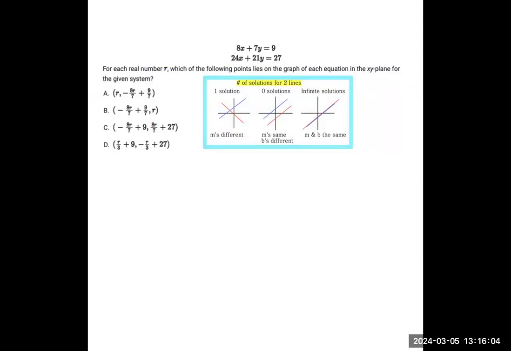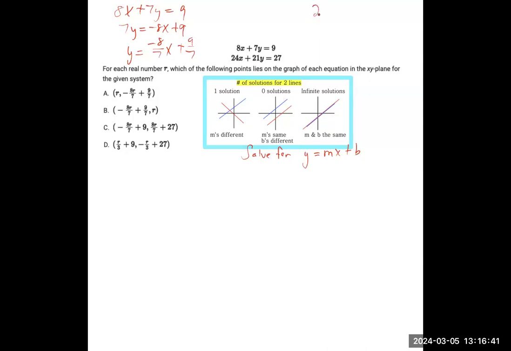Now, to figure out which one it is here, generally you're going to solve for y, because when you get y by itself for a line, you're going to have it in the format of y equals mx plus b. Now, what happens here is when you solve these for y, you get the same thing both times. So let's do it for the first one. 8x plus 7y equals 9. Take away 8x from both sides, and you get negative 8x plus 9, and divide by 7: negative 8 over 7x plus 9 over 7.